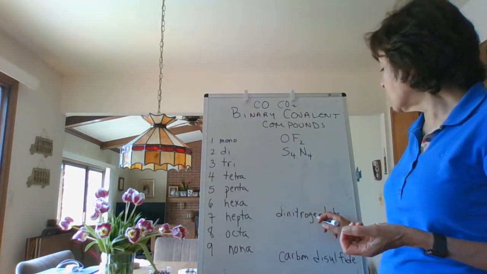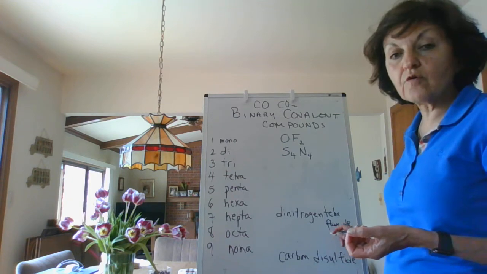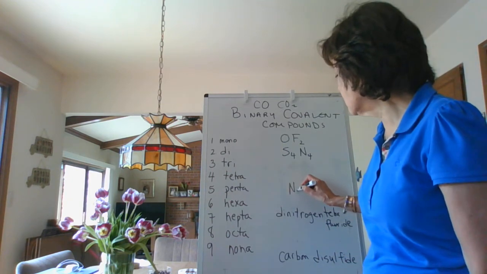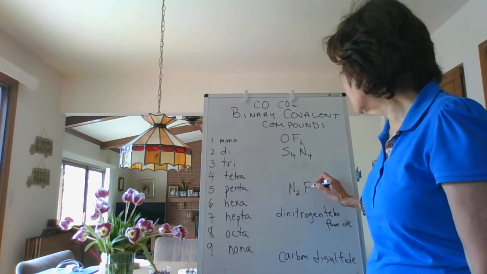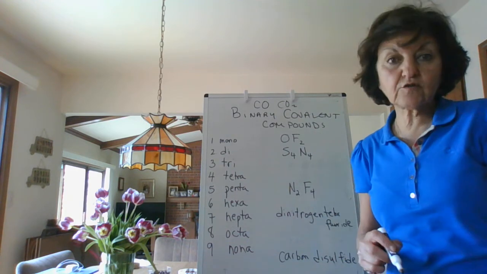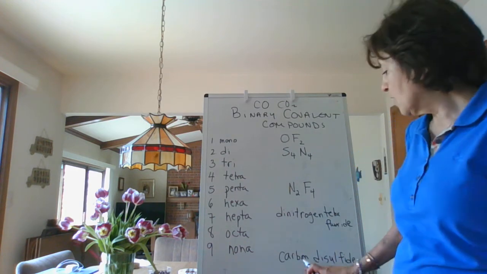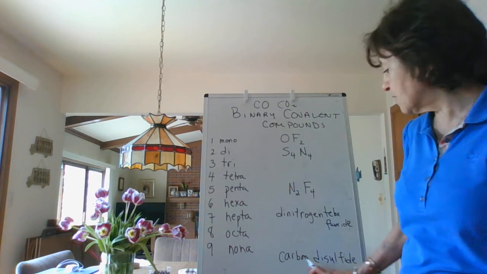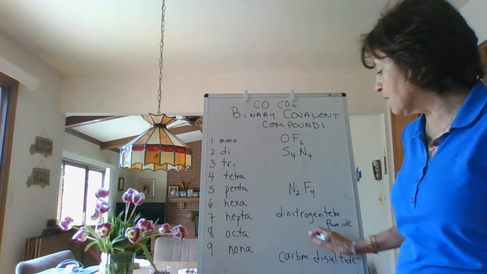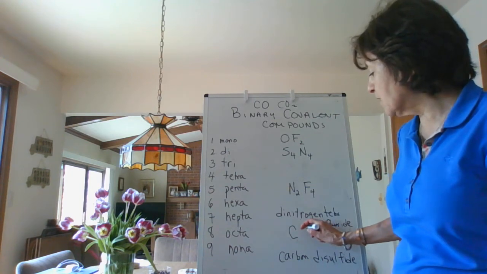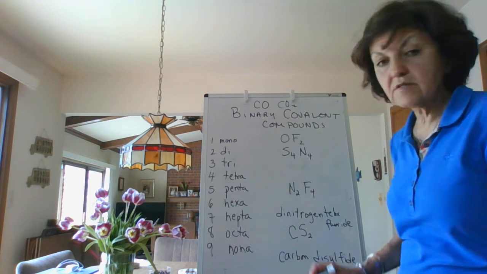Okay? And what if I give you a name and ask you for the formula? This is dinitrogen tetrafluoride. So dinitrogen tetrafluoride, tetra meaning 4. Okay. What about this one over here? Carbon disulfide. What would that be? Carbon, just 1 carbon, and 2 sulfurs.